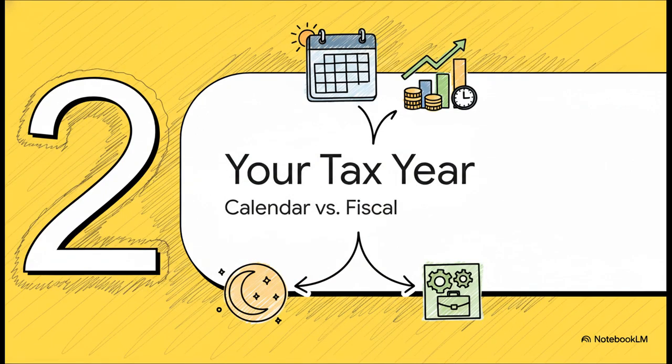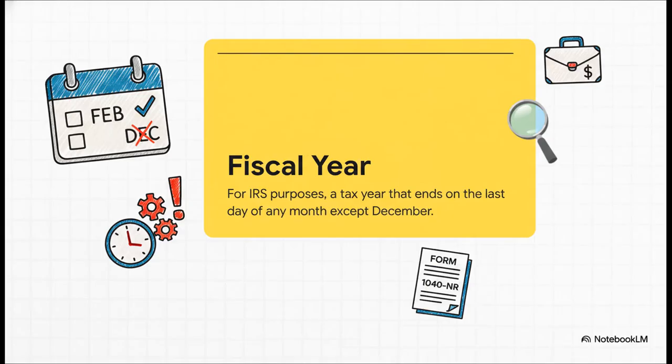Okay, the very first choice you have to make right at the top of the form is defining your tax year. Now, it seems really simple, right? But believe it or not, this is a little detail where people often trip up. You've got two basic options, a calendar year or a fiscal year. Now, the IRS is very specific about what a fiscal year is. A calendar year always ends on December 31st. Easy. But a fiscal year can end on the last day of any other month. It's a really critical distinction to make because choosing the wrong one can actually lead to penalties.